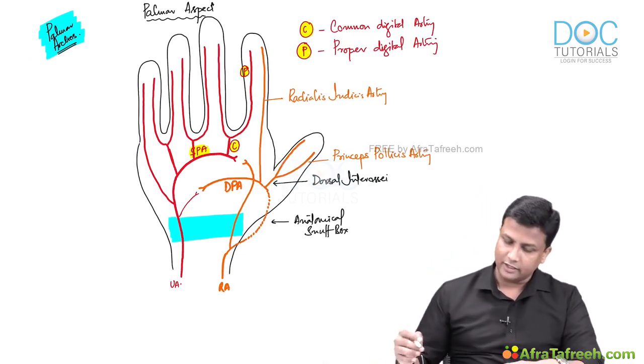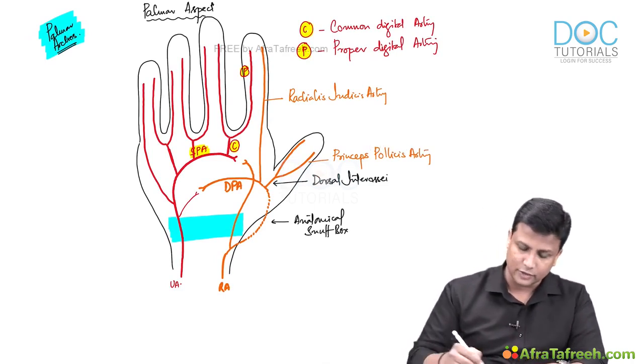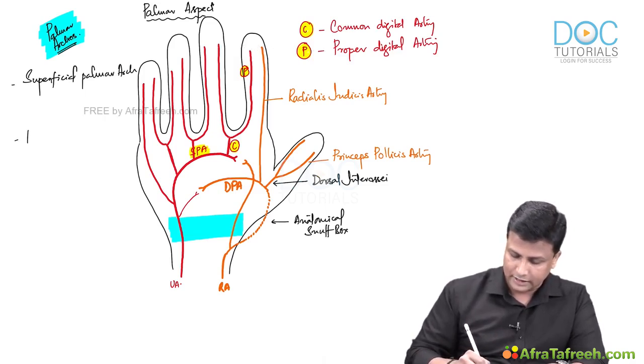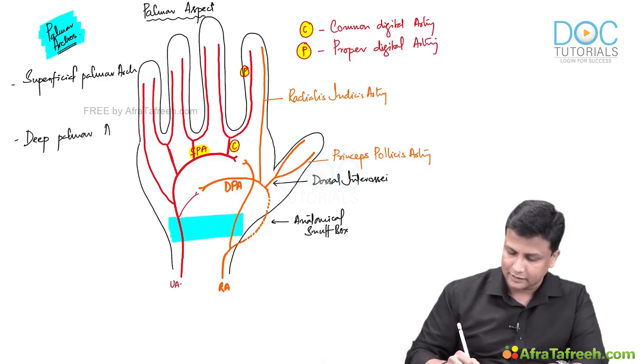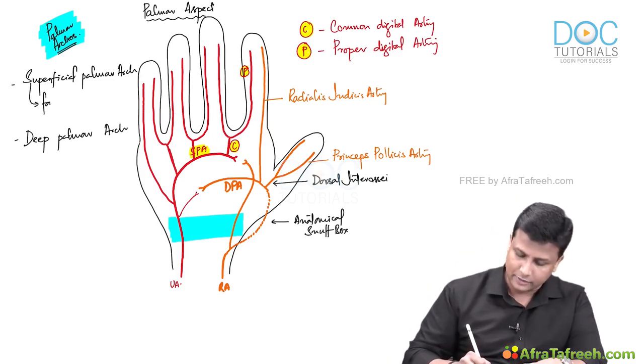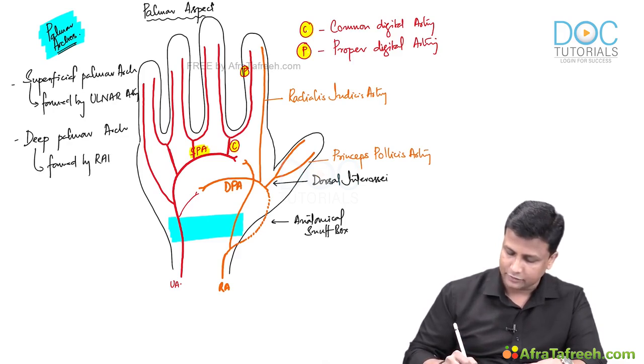So one last and final thing, which most of the time they'll ask in the exam, and students get confused over it. Palmar arches, you will have two of them. One is the superficial palmar arch. Another one will be the deep palmar arch. And you have to remember only one thing here, guys. Which arch will be formed by which artery? Remember, the superficial palmar arch is formed by the ulnar artery, and the deep palmar arch is formed by the radial artery.